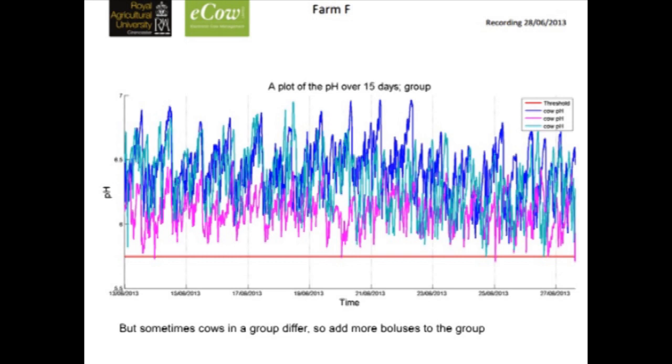But if we look at another group of cows, where we've actually got a huge range, we've got some cows where the pHs are very high, up to 7, and other cows are way down below 6. So in that instance, I think you'd probably want to add more boluses, because that cow in the pink line is probably not performing in the same way as the others. She's maybe getting more feed, she's getting more time at the trough.